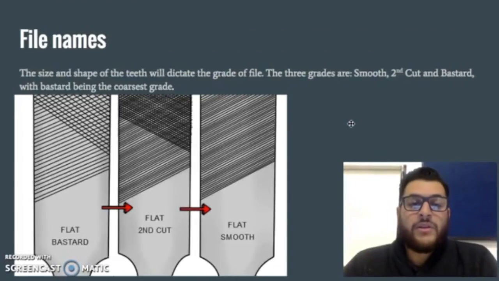Now the size and shape of the teeth will dictate the grade of the file. There are 3 grades: smooth, second cut, and bastard. And yes, the term is called bastard, and I don't want to hear anyone in class giggling about that.